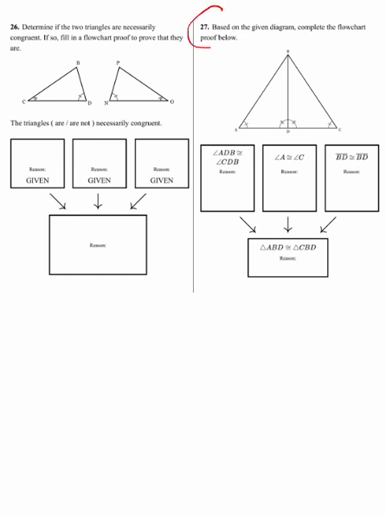So for 27, it's a little different. They're giving you the congruent statements. Angle ADB is congruent to CDB. Angle A is congruent to angle C. And segment BD is congruent with BD. So all we're going to do is write what's given. So we know that ADB, here's ADB, and here's CDB.